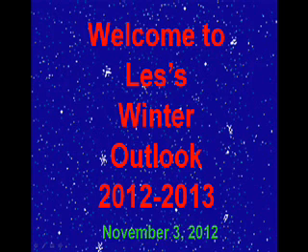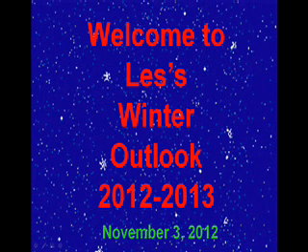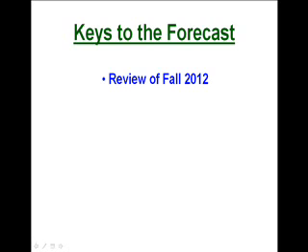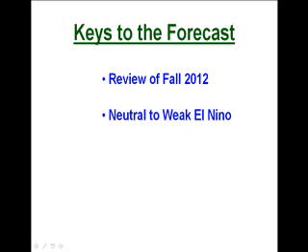We're going to take a look at some technical aspects with this forecast. There's going to be a lot of science and meteorology involved, and I think you're going to learn something here. So let's see what the keys to the forecast are going to be. We're going to review fall of 2012 and take a look at the patterns that we've seen so far this fall season. Are we going to see ENSO neutral or weak El Nino conditions? We will look at some information on that in regards to the current sea surface temperatures out there and what the models are talking about.